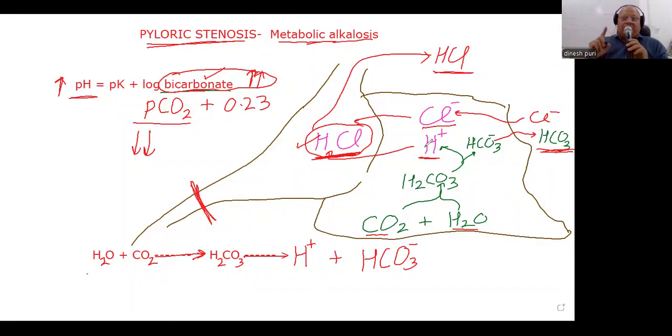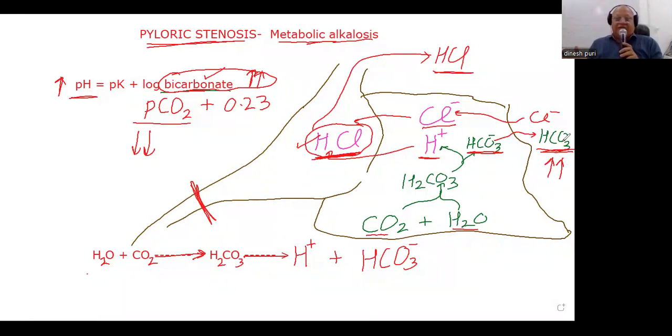But an important point, as soon as H plus is generated, an equimolar amount of bicarbonate will also be generated. So this bicarbonate is now absorbed into the blood circulation. So evidently, bicarbonate concentration in the bloodstream will increase.